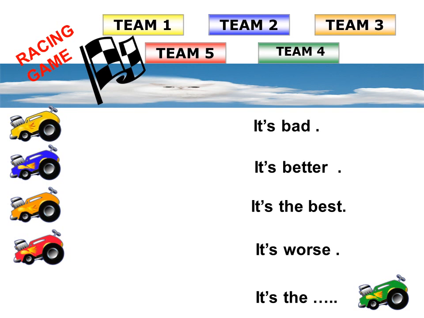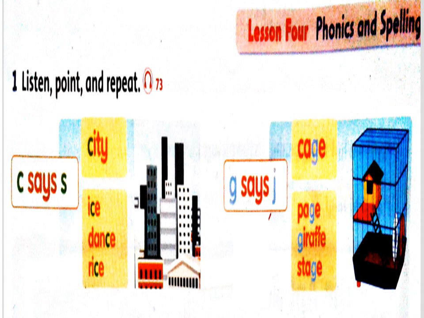Now, let's move on to the main part of the lesson today. In this part, we will listen, point, then repeat to pronounce some letters written C but says S and G says J. Now let's listen, point, then repeat. Listening 73. Listen and point. C says S.